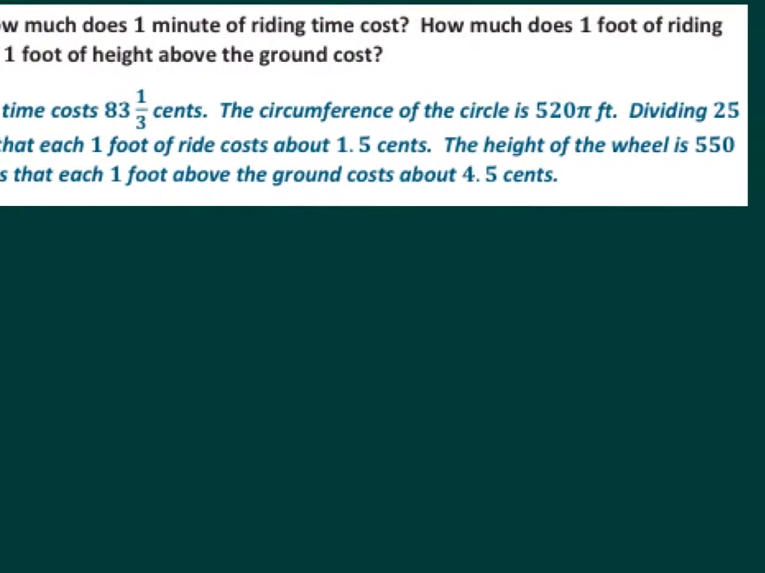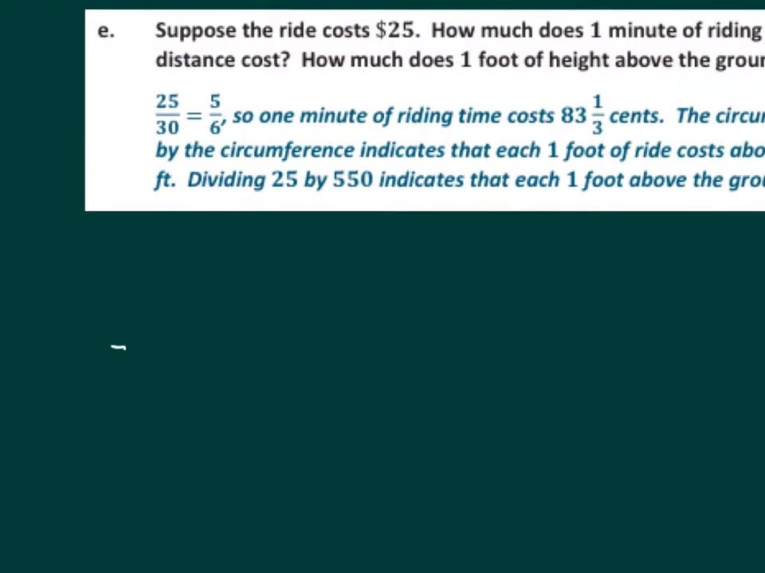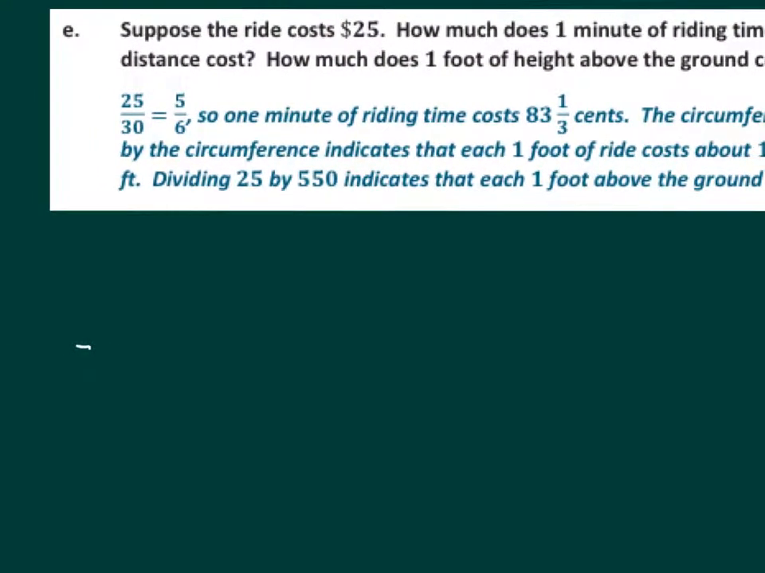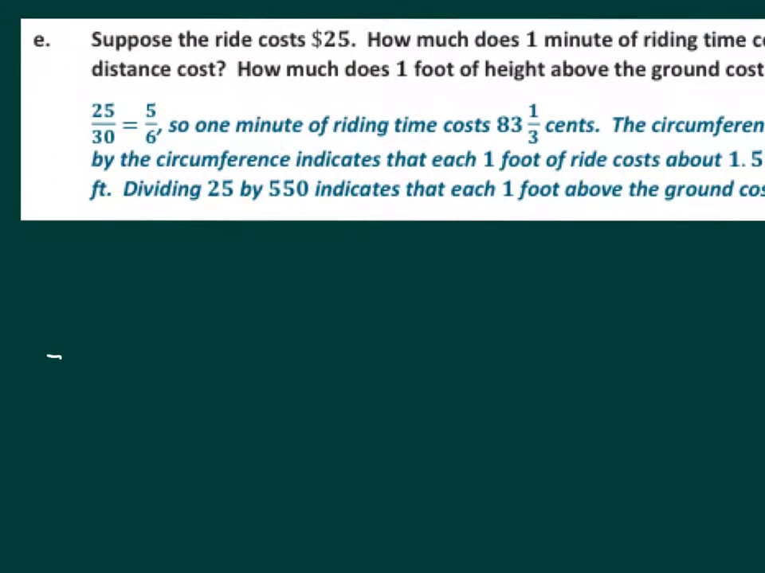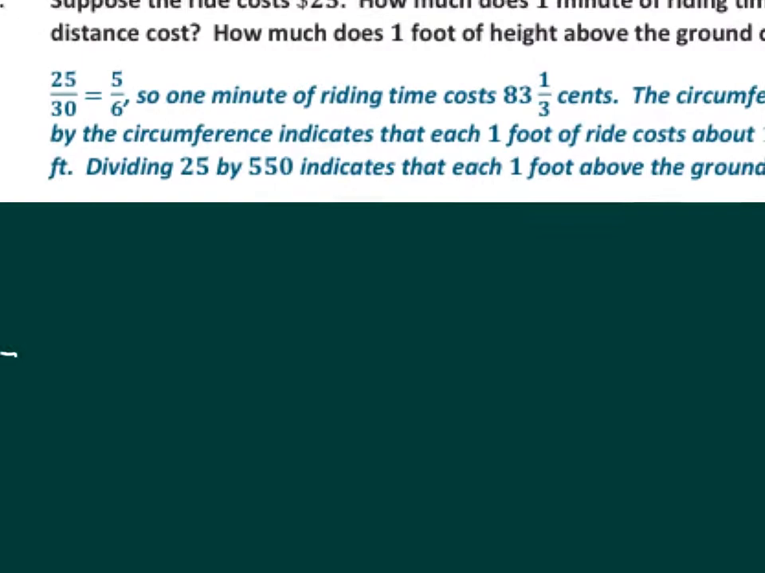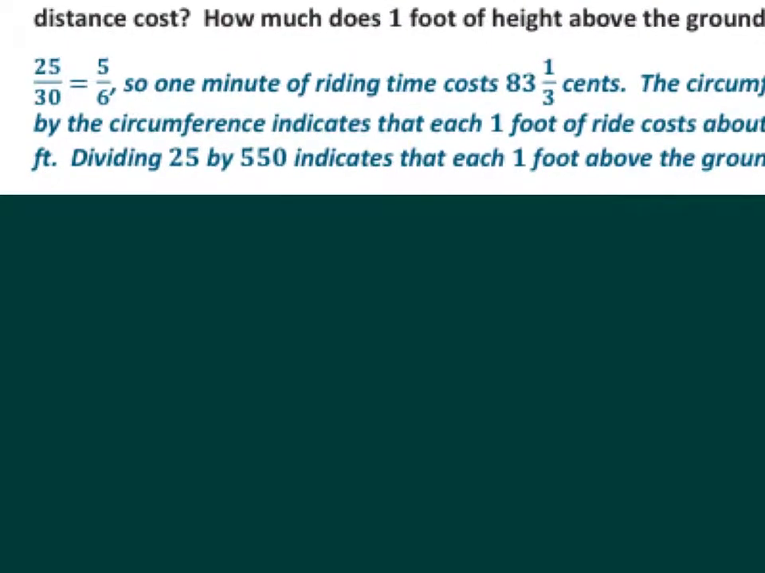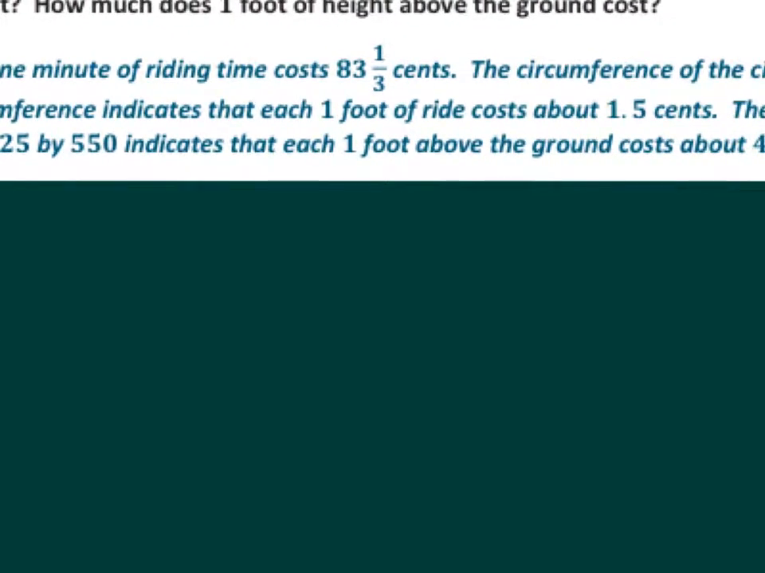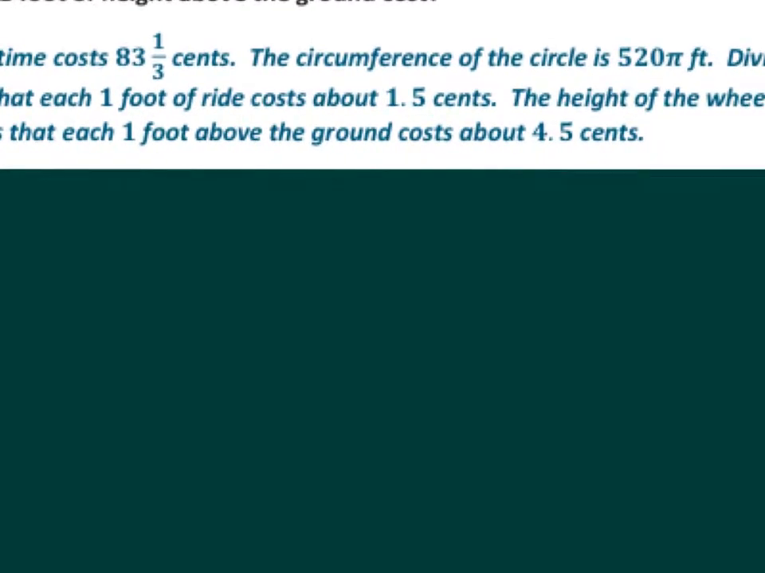And the height of the Ferris wheel is 550 feet. Dividing by 25, and that's not going to change either. Remember, it is still 550 feet above the ground. So dividing 25 by 550 indicates that each 1 foot above the ground costs 4.5 cents.